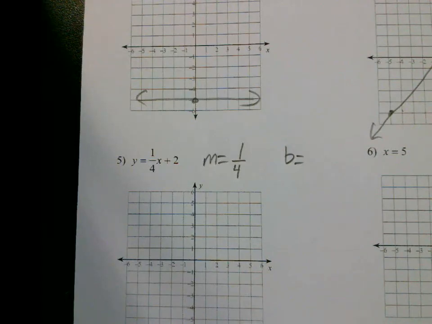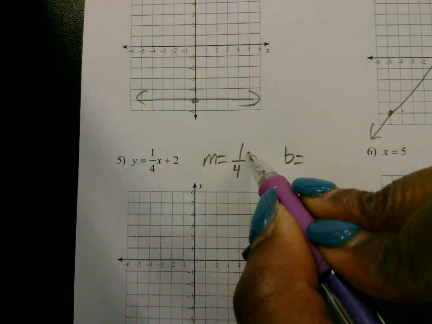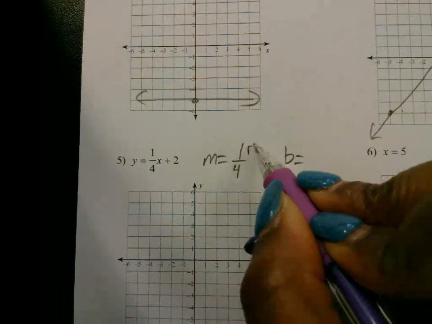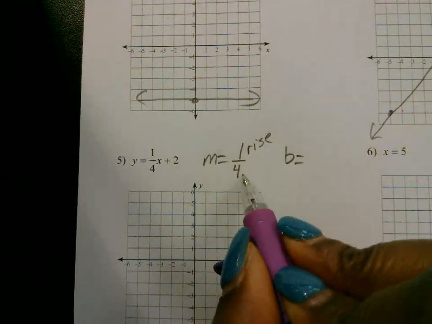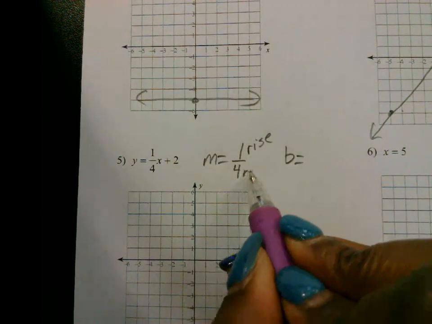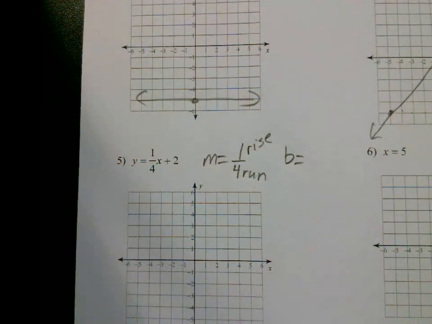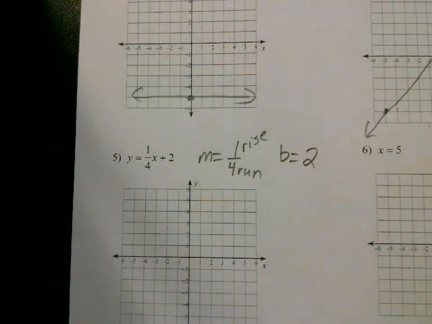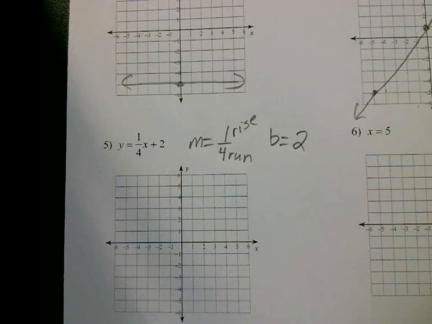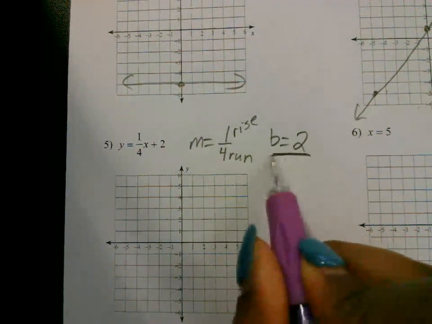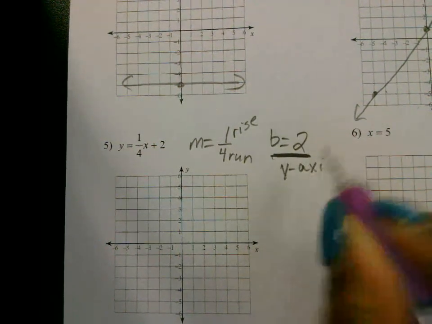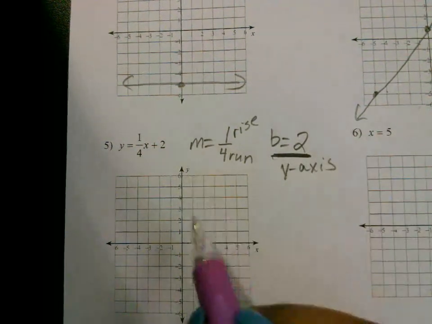Deasia, what do I label 1 as? Rise. Emma, what do I label 4 as? Run. Jaylee, which one of those numbers is going to be my B? 2. Where am I going to graph 2, Paige? Where do I graph this to? On the y-axis. Good job, baby. I'm going to find 2 on the y-axis, which is right here.